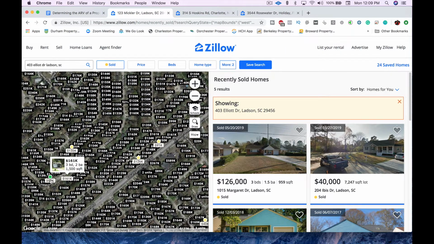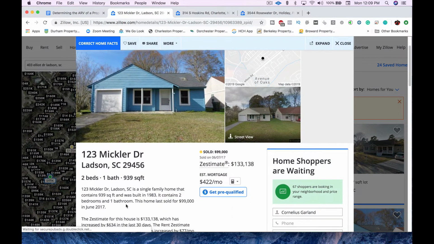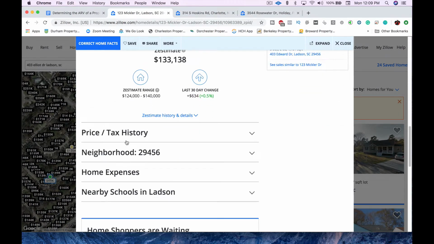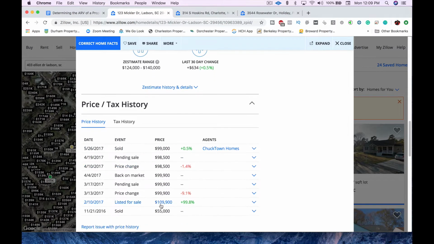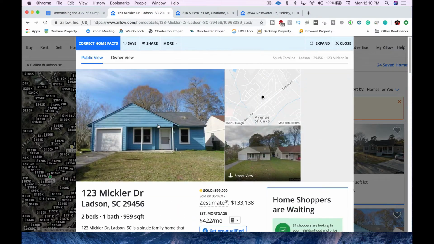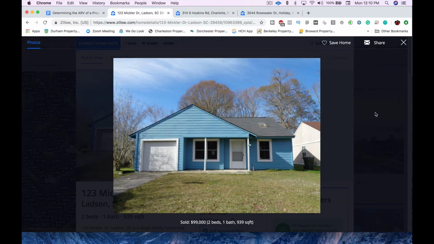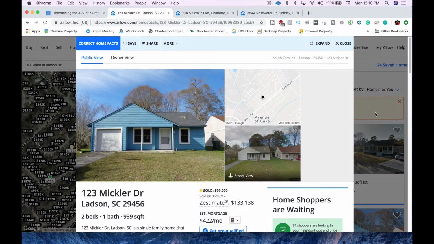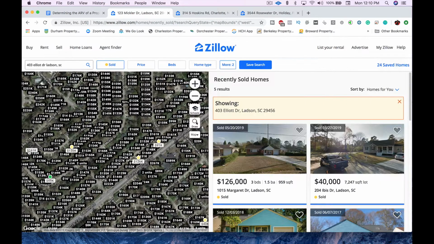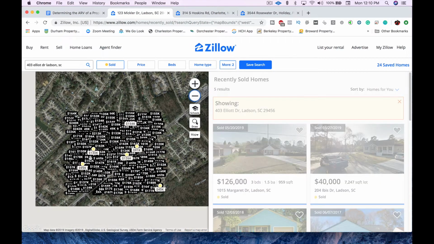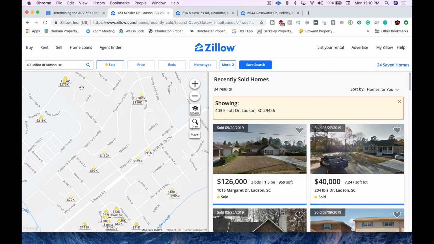Okay, so let's look at another one. So 99K. And let's see the price history here. 109K. So they were being aggressive with the price. So this tells me that it probably sold in as-is condition. It was good enough for somebody to move in, probably an older couple looking to downsize, but not completely renovate it, because we would see pictures here. So in this particular area, I would probably put the ARV at around 145. That's where I'm looking at on this one.